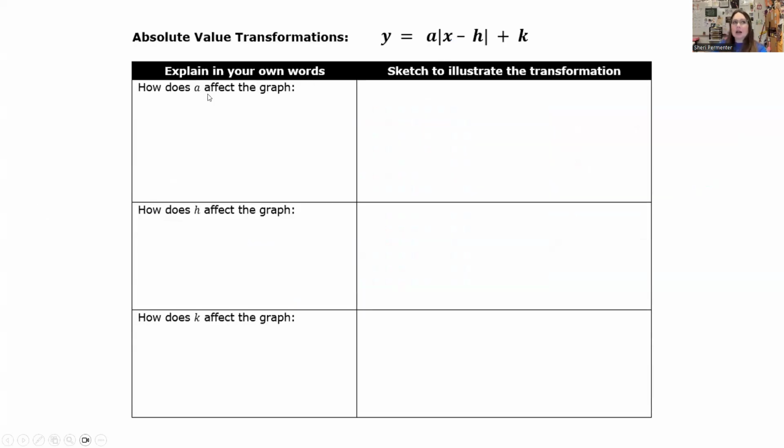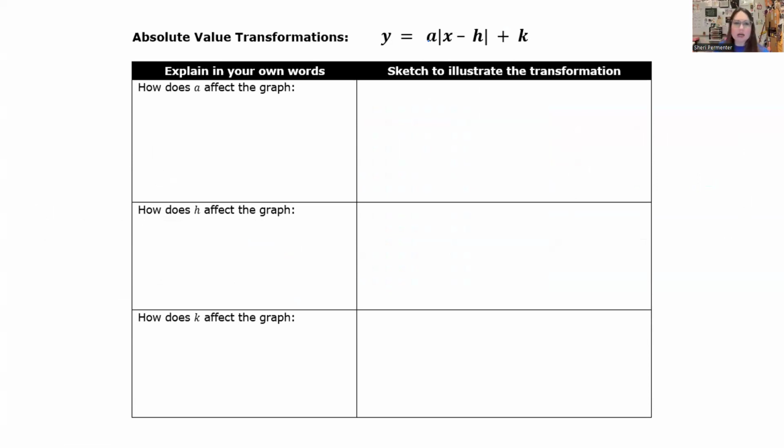So let's write down how the transformations work. When you don't just have y is equal to x, there are these placeholders for a, h, and k, and those are where the transformations live. So a will move the graph a certain way, h will move the graph a certain way, k will move the graph a certain way. So a actually has two types of transformations.